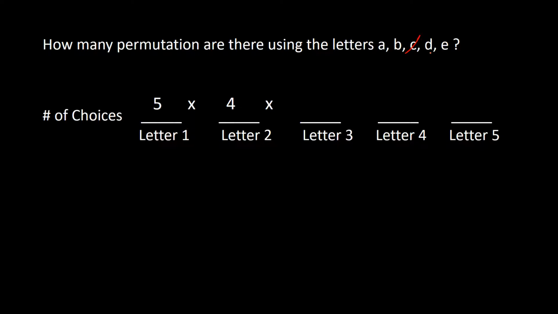So for letter 2, there would be 4 options. So we pick another letter, and now we have 3 options remaining for letter 3. So once we use the third letter up, now we only have 2 options for letter 4. So now we've used 4 letters, and we have 1 letter remaining for that 5th spot. So what you have would be 5 times 4 times 3 times 2 times 1, which would give you 120 permutations. Now notice, this would be very tedious and difficult to list out by hand. So therefore, we want to use this principle of counting with permutations in order to calculate quicker.